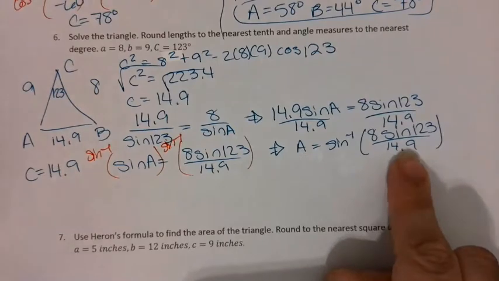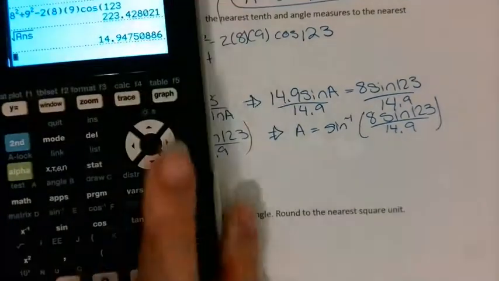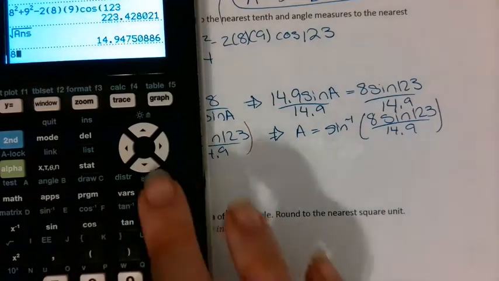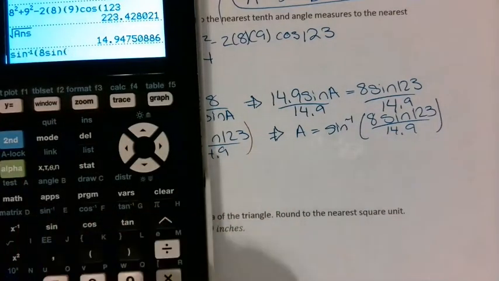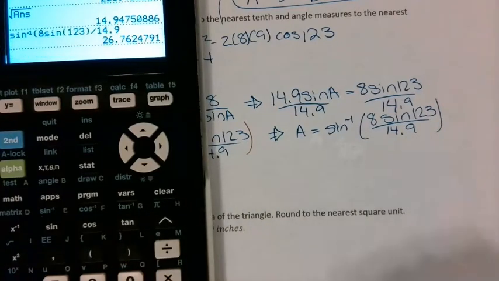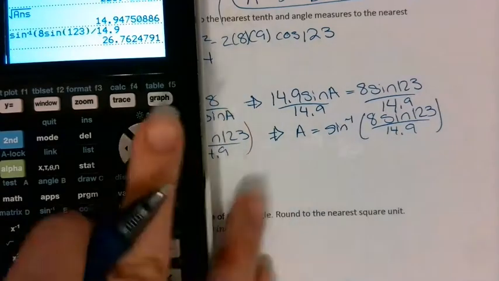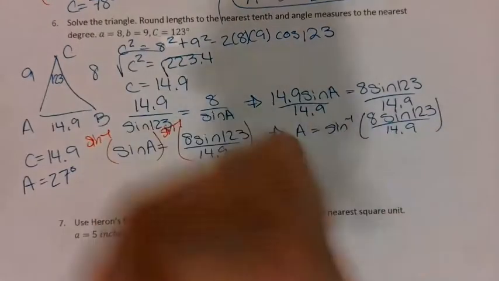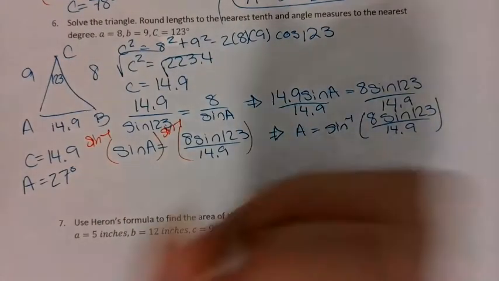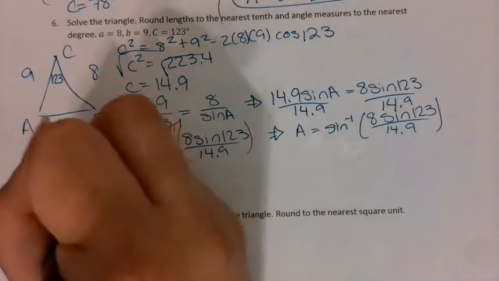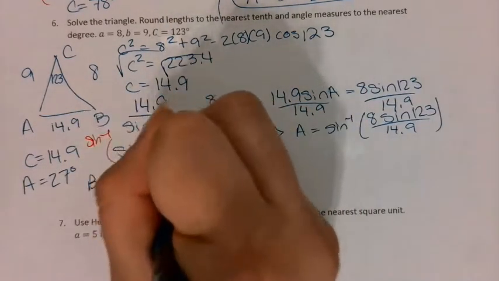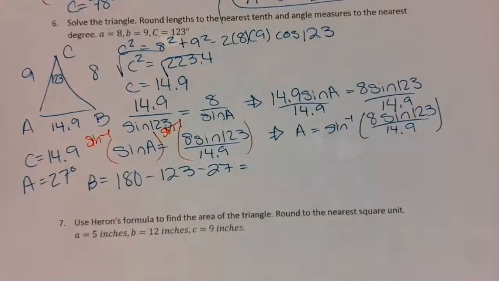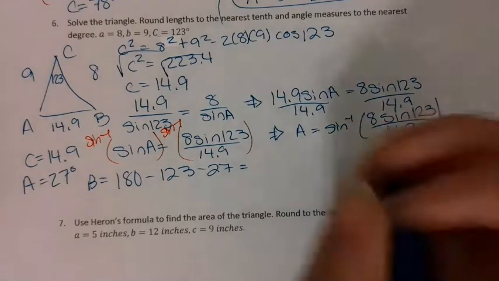I'm going to type this into my calculator. Nope, sine inverse first. And I get, this is an angle measure, so 27. Now that I have two of my three angles, I can subtract from 180. This is B I'm solving for. Which gives me 30.